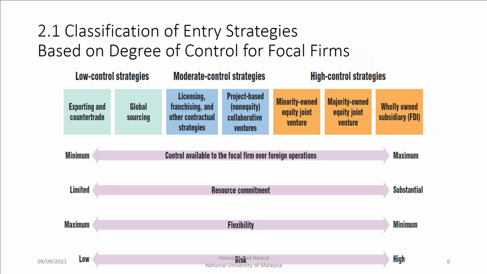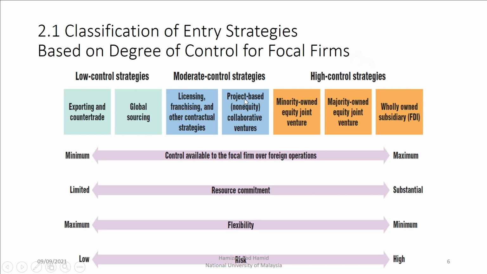This is very important, especially in this subject, and more importantly, it will be included in your final exam. There are three types of strategies: low control, moderate control, and also high control strategy. Low control strategies can be divided into exporting, countertrade, and also global sourcing. Tak perlu complicate sangat pemikiran anda. Think about you import and export products and or services.